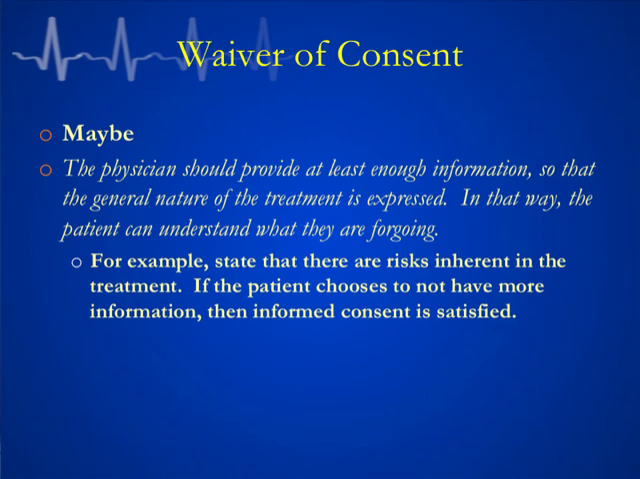Maybe. Okay, so right here, this is called the waiver of consent, right? Where the patient could be like, well, listen, you're the doctor, I don't want to know anything. But you should provide at least enough information that the general nature of the treatment is expressed, okay? In that way, the patient can understand what they are foregoing. So you have to at least describe what the treatment is, and go into it somewhat. And this is very vague. For example, there are risks inherent in the treatment. If the patient chooses to not have more information, then informed consent is satisfied. So if you at least say, hey, listen, there are risks with this, and they say, that's it, I don't want to know anything, you're actually okay. So it's one of these topics that is very on the fence.